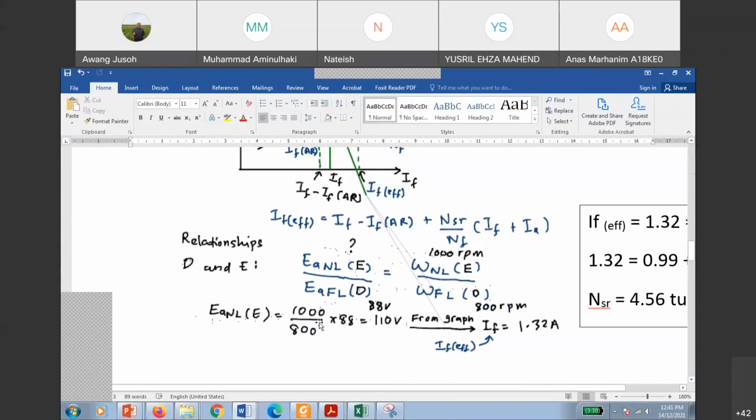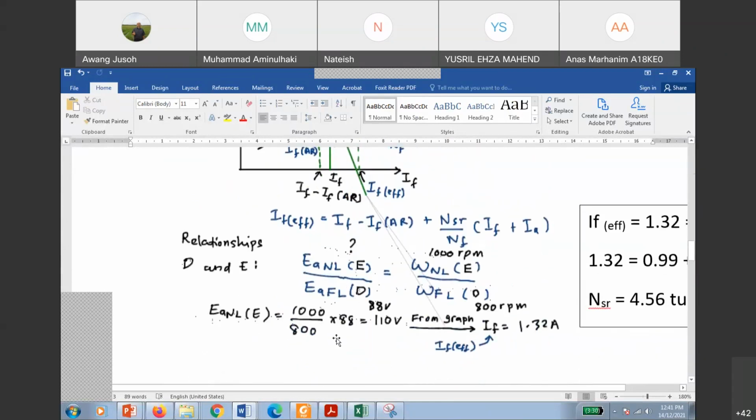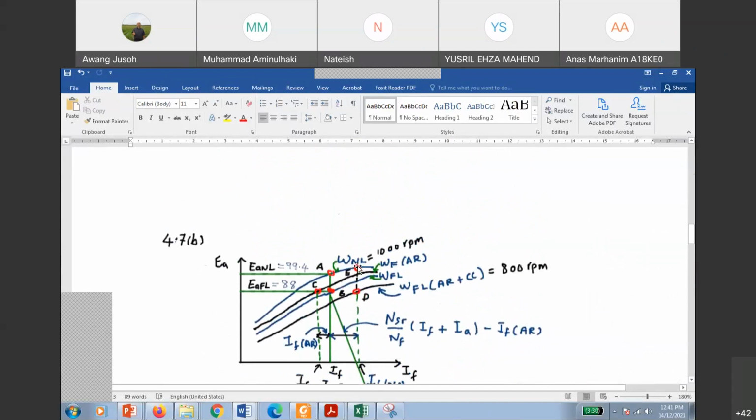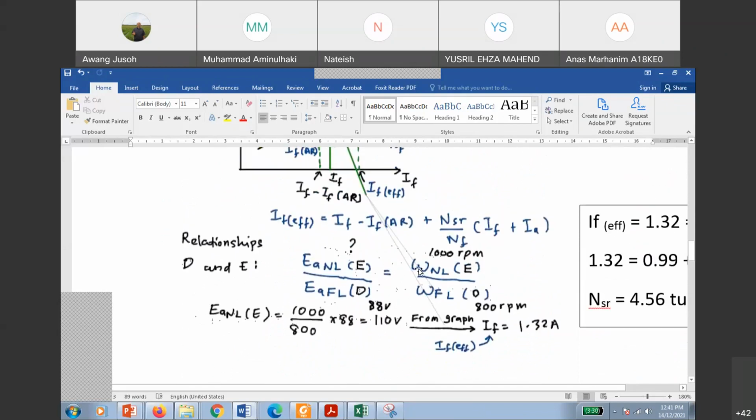So after that, we can calculate the voltage at point E based on the ratio. How much? 1:110. The answer for this E here is 1:110, which is higher than the no load voltage. No load is just 99. You can see the graph here is 1:110, higher than EA no load.